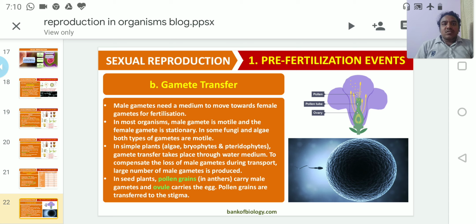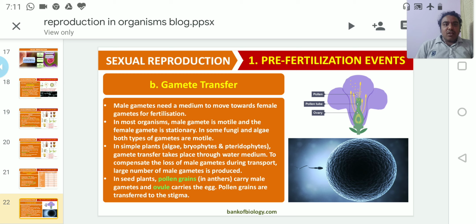But the male gametes need a medium to move towards the female gamete for the purpose of successful fertilization. In most of the organisms, the male gamete is motile due to the presence of motile structures like cilia. Okay, and we can also find flagella-like structures. And a female gamete is stationary. Stationary means non-motile. They cannot move.